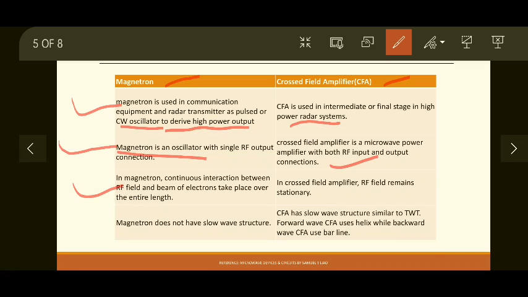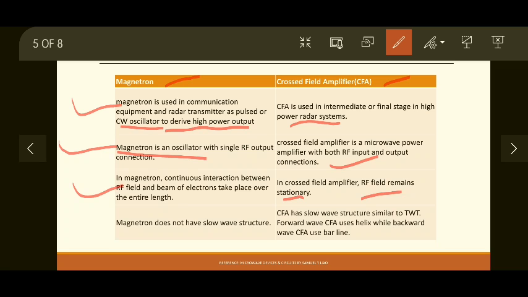Third, in the magnetron, continuous interaction between the RF field and the beam of electrons takes place over the entire length. That is important. This is similar to your linear beam tube, but the field is a cross field. That's why it falls under the category of crossfield tube. But the interaction is taking place over the entire length of the tube. But in the crossfield amplifier, the RF field remains stationary. The RF field does not move, and interaction happens only during the spinning of the electron beam around the cathode.